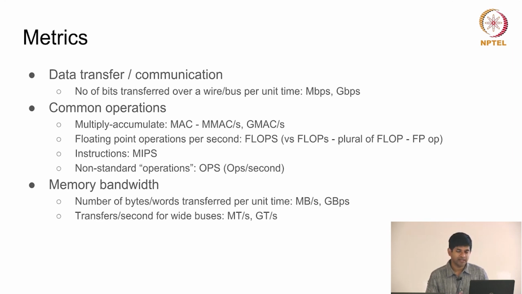So the number of multiply accumulates per second, typically MMACs, millions of multiply accumulates per second, or GMACs, giga-MACs, billions of multiply accumulates per second, are common metrics. Okay. Nowadays though, and in fact not just nowadays, historically, even before the advent of DSP, the most common metric in some ways was floating point operations.